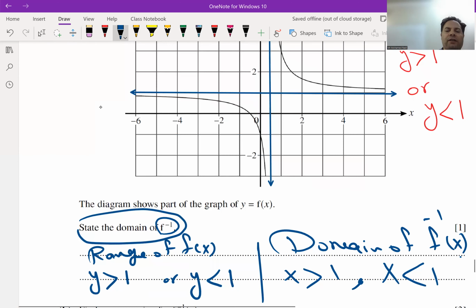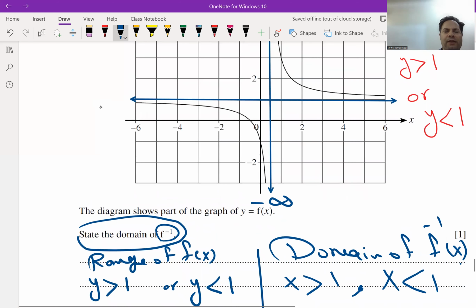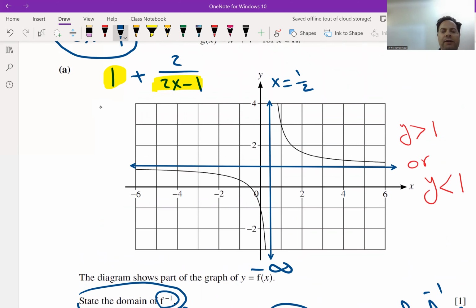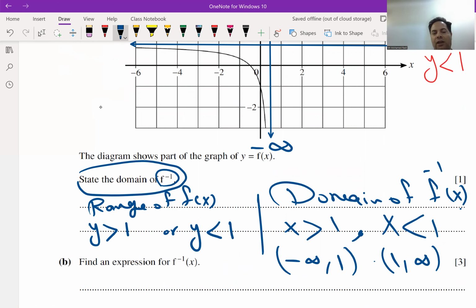You can write it by using negative infinity to 1, by using intervals, but it's not famous in our syllabus. We can write it like this: from negative infinity to 1, then from 1 to infinity. This is a kind of writing sets as intervals.